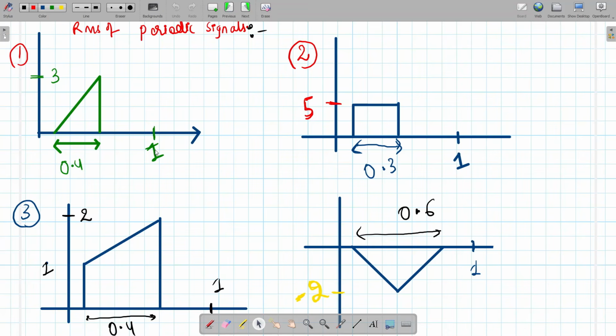What is the value of u for the first one? 3, 3, it is 9. 9 by 3, V square by 3. So that will be 9 into 0.4, root over, right, sir? No, no. See, you will have V square by 3. Yes, sir. Okay, V square by 3.